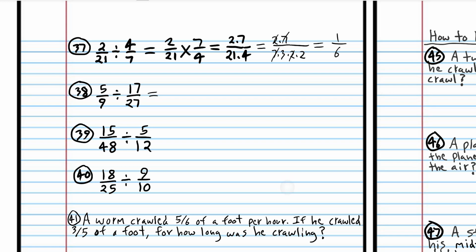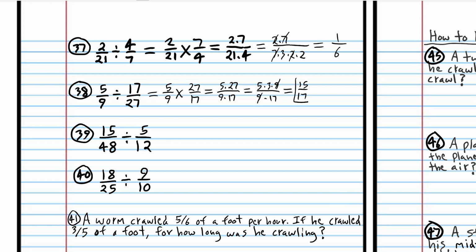All right, we're back. Change to multiplication, flip the divisor, multiply straight across, and you get 5 times 27. I'm using the factoring method. I'm keeping them factored. 27 becomes 3 times 9. And the 9s cancel out. And you get 15 over 17.